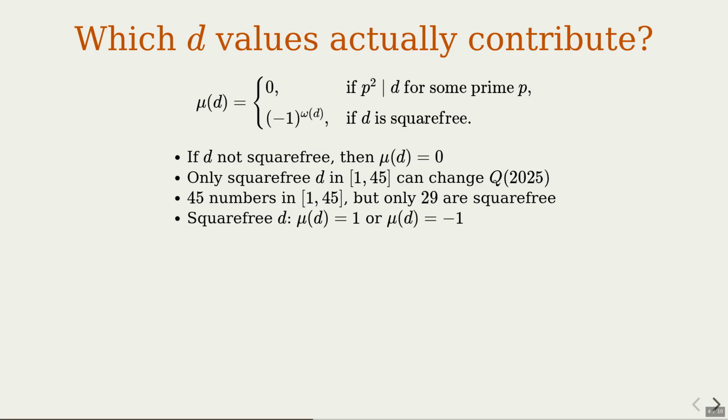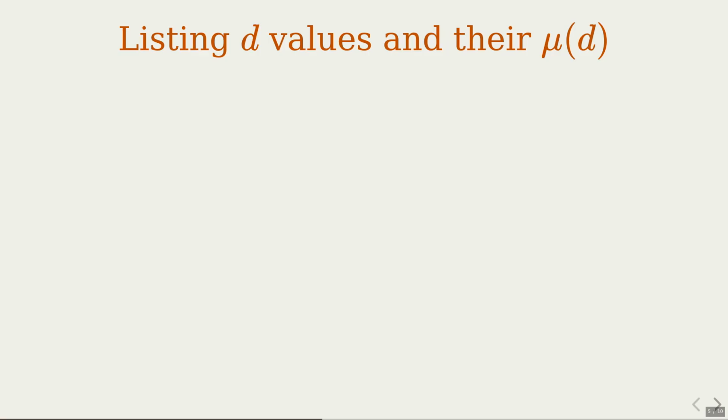Next, we will list those d values explicitly, splitting them into the plus 1 group, the minus 1 group, and the zeros. Let us organize all d up to 45 according to the sign of their Möbius values. Seeing the whole list at once should make it easier to track where each term in the sum comes from.